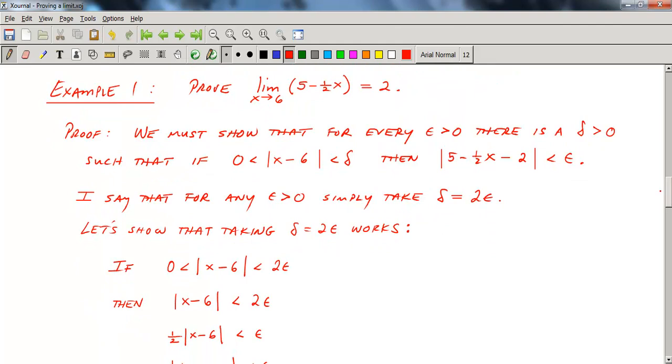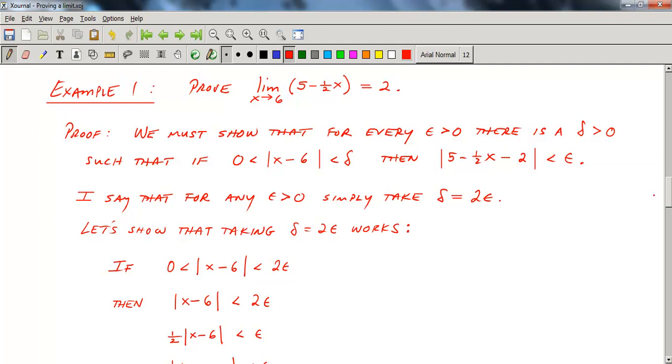So here's the proof. I begin every proof, and I want you to do the same, with what it is we have to show. I literally write, we must show that, now I'm stating the precise definition, for every epsilon greater than 0, there is a delta greater than 0, such that if x is within delta units of 6, then f of x, 5 minus 1/2 x, will be within epsilon units of 2. Now that's what we have to show.